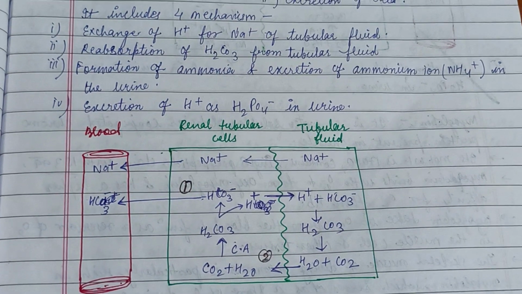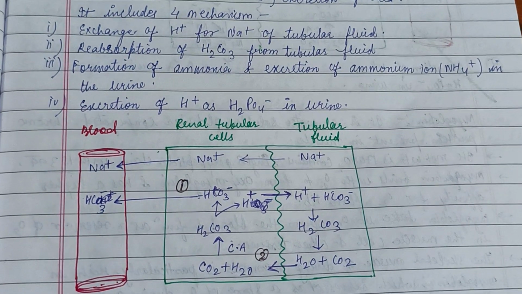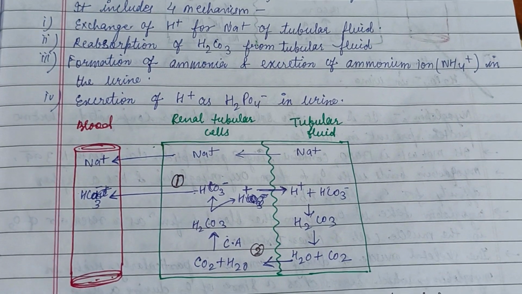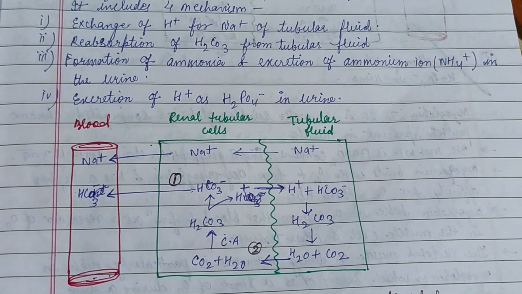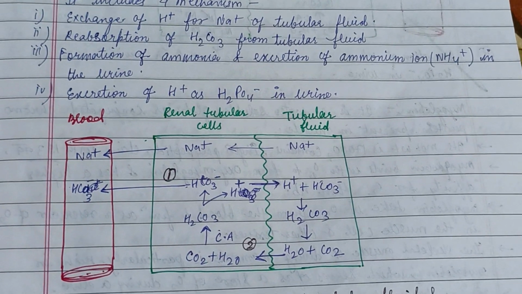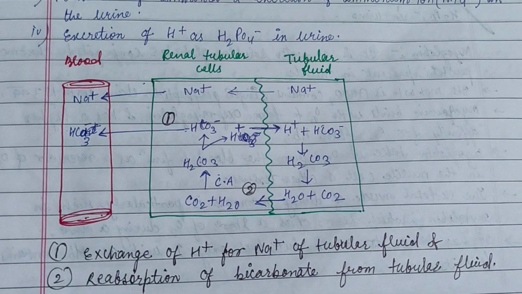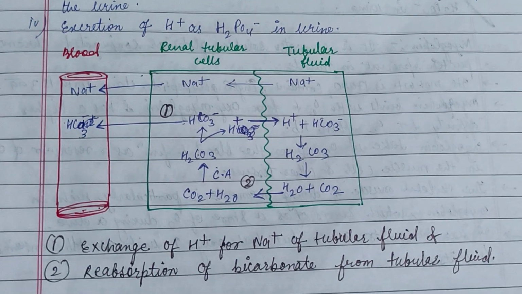First is the exchange of H plus for sodium of tubular fluid, and reabsorption of the HCO3 minus from the tubular fluid. Then the formation of ammonia and excretion of the ammonium ion in the urine, and excretion of H plus as H2PO4 minus in urine. We can better understand this through this chart in an easy way.